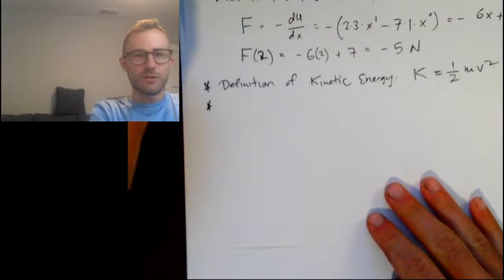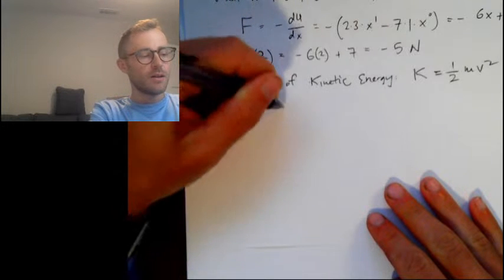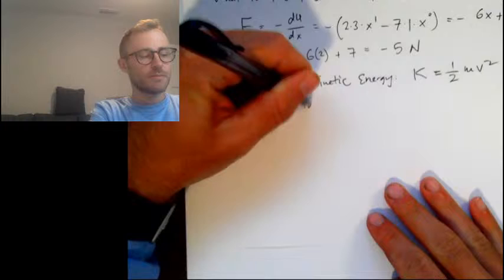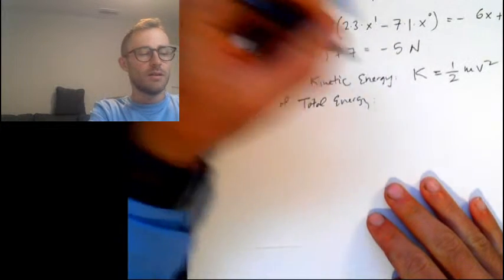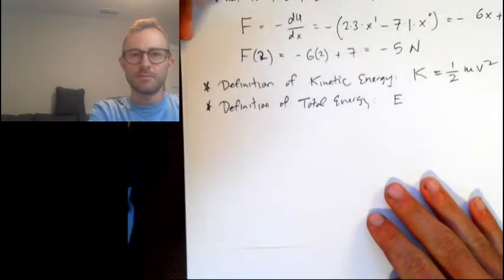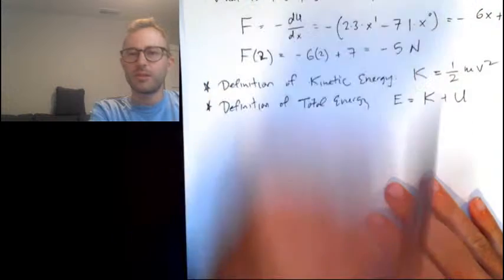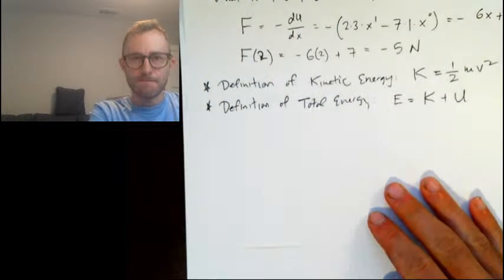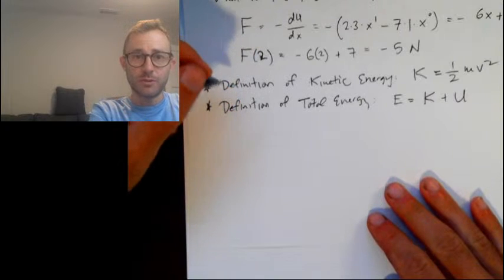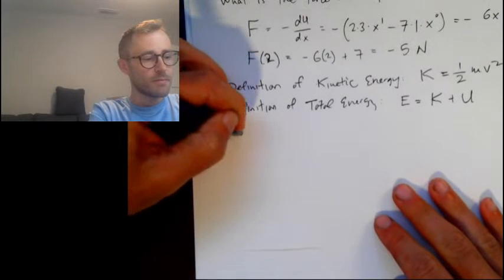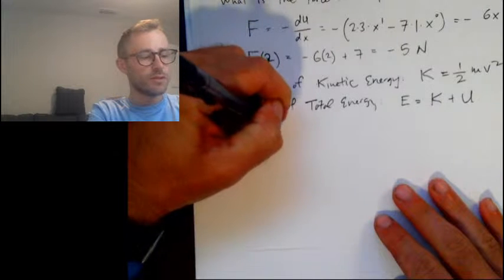Let me define total energy first. Definition of the total energy: total energy is denoted by E, and it is equal to the kinetic energy plus the potential energy. Okay? So what I would like to do to you is I would like to prove a nice little theorem. So the theorem is this. Energy is conserved.